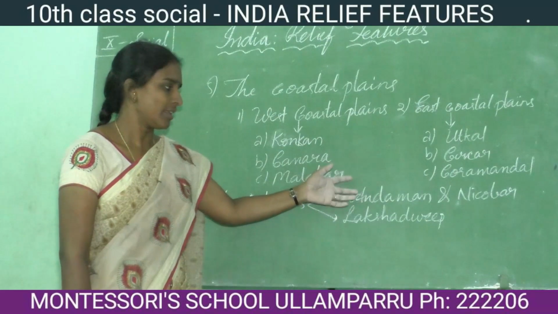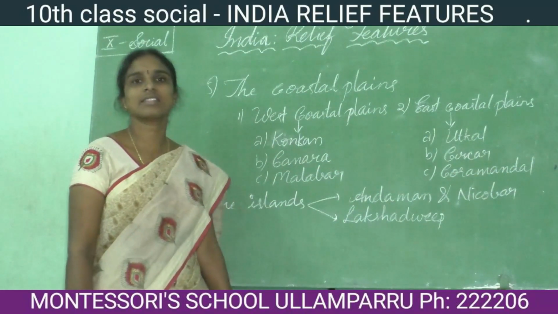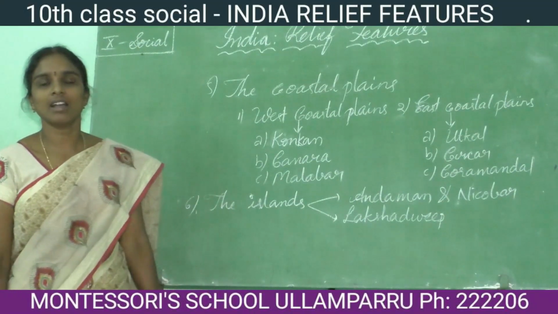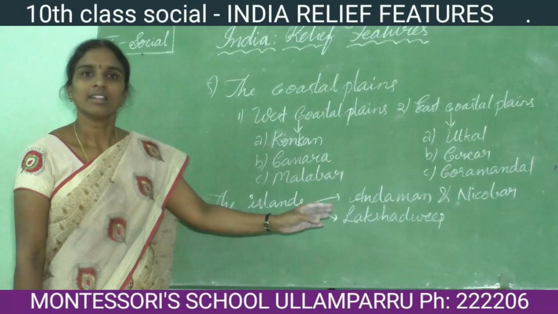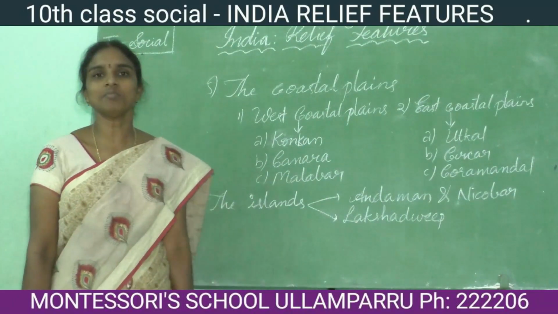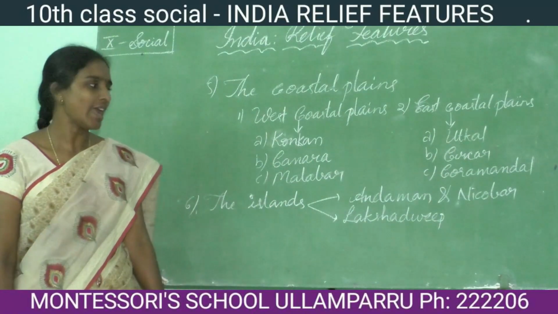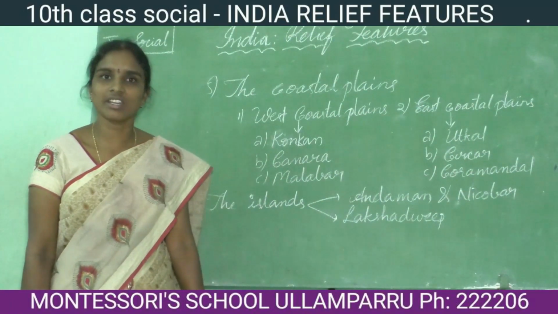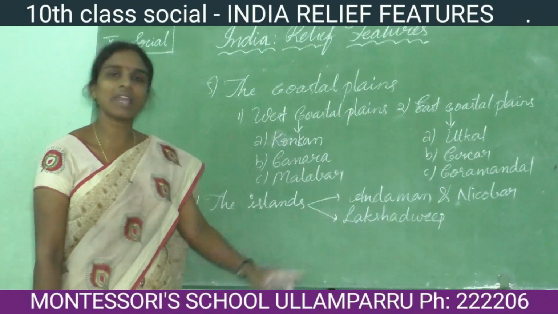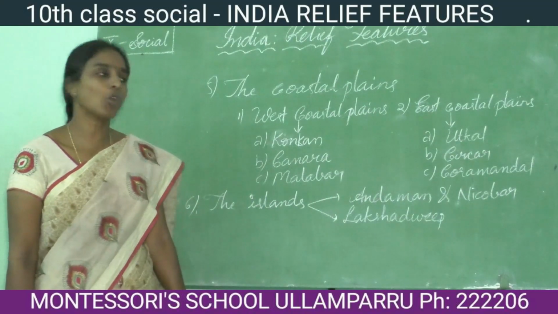A portion of the Andaman Nicobar Islands was formed by volcanic eruption. That's why we can say that Narcondam and Barren Island of the Andaman Nicobar Islands are of volcanic origin. But Lakshadweep Islands are of coral reefs. They are coral based.